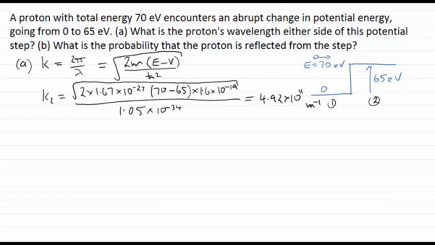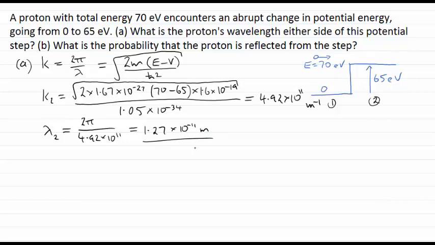And then the question really asked for the wavelength. This is the wavelength in region 2 here, the wavelength after the particle has gone over that step potential. And so that's going to be, of course, 2 pi divided by this 4.92 times 10 to the power of 11, and that will give us a wavelength in that region of 1.27 times 10 to the minus 11 meters. So there's the wavelength there on the high side of that potential step.